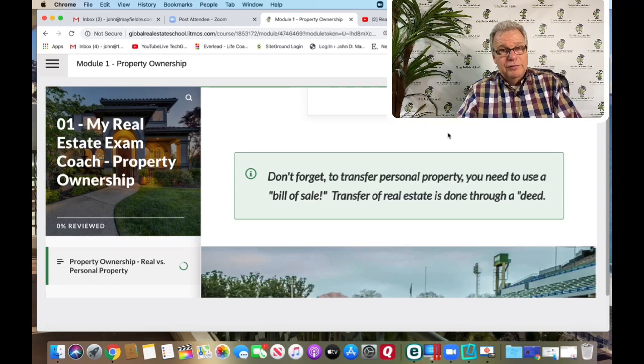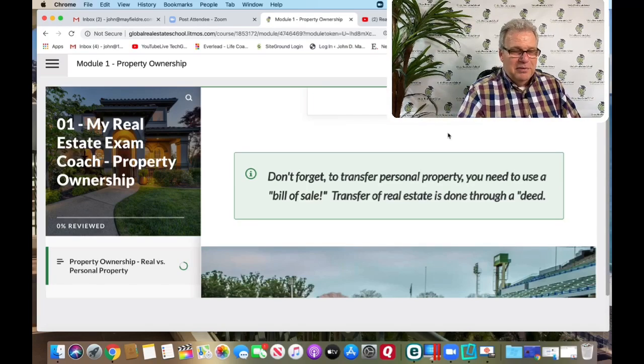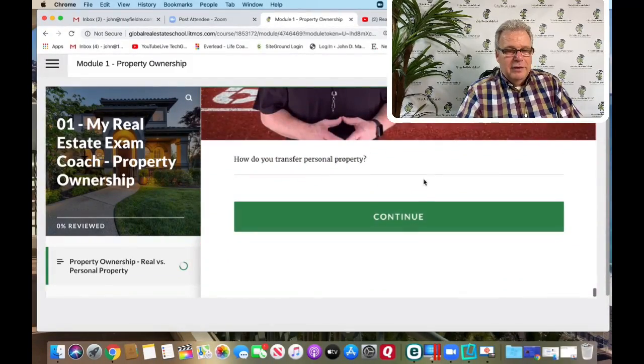But for the real estate examination, if they ask you how you transfer personal property, to get the question right on the exam, just answer bill of sale, okay? And you'll be fine.